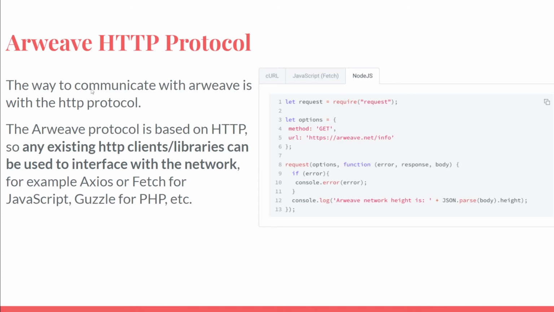Arweave and the HTTP protocol. The way to communicate with Arweave is with the HTTP protocol, so any existing client libraries can use the interface, connect to the network, make transactions, or request data. In this case, we are using, for example, the GET method with the request npm package. We are getting https://arweave.net/info, and if the request is successful, we get the body, JSON parse it, and get the height. So we can get the Arweave network height.